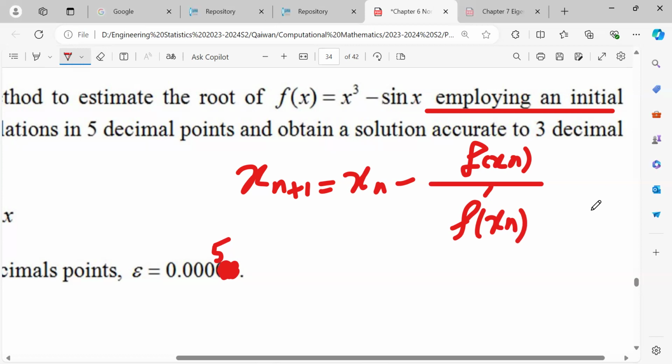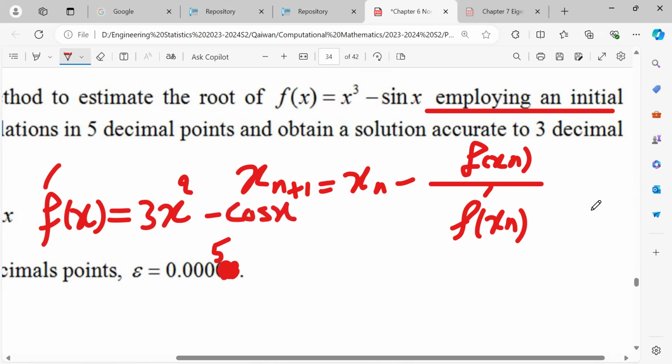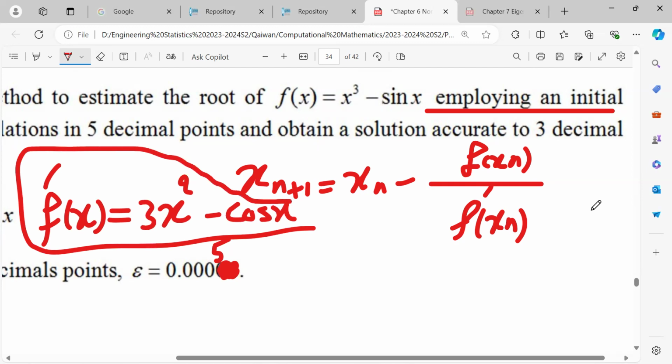F is given, which is x cubed minus sine x. We need to find its derivative. Its derivative f prime of x is, derivative of x cubed is 3x squared. Then minus, derivative of sine is cosine. You have to know this. Okay? You have to know how to find the derivative of those functions. This is the derivative of the function.